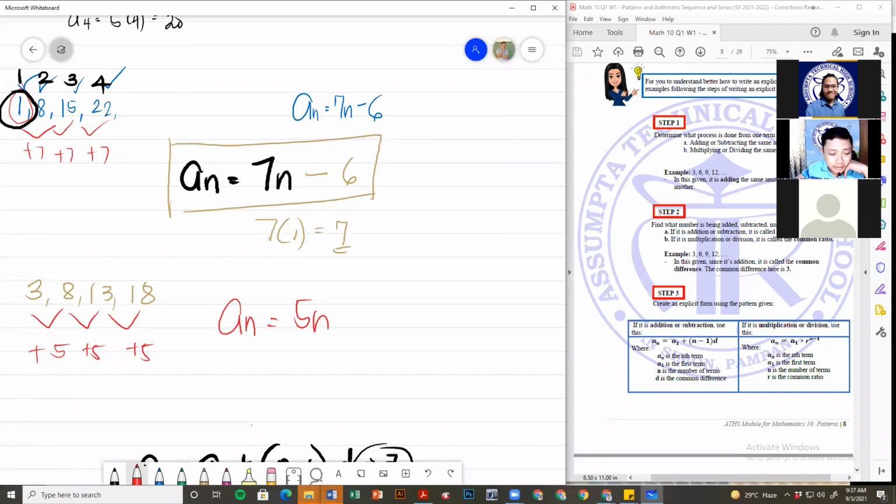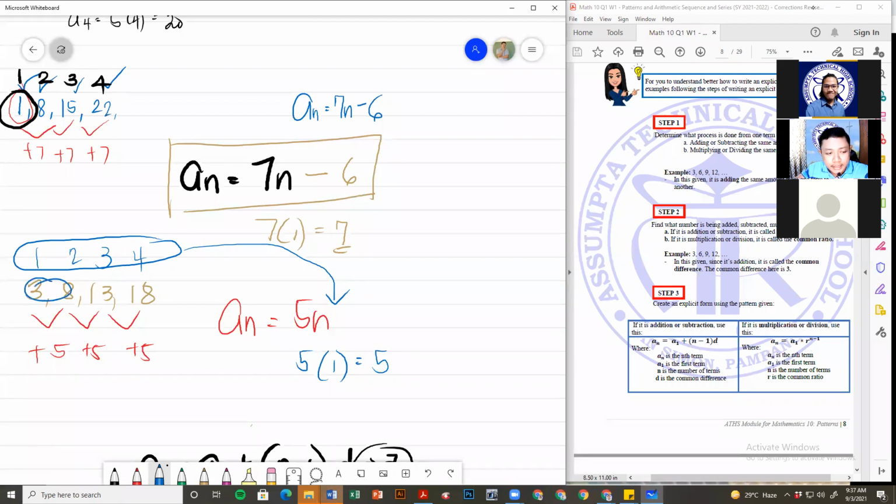Now, let's try this. Kasi always remember, meron tayo ditong first term, second term, third term, fourth term. And these are what we are substituting in our n. Let's try. Let's play with it. So 5 times 1, the first term, it's 5. What will I do to make it 3? Type in the chat box. We should subtract 2.